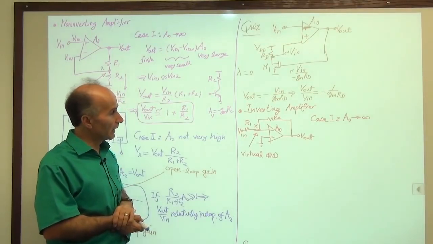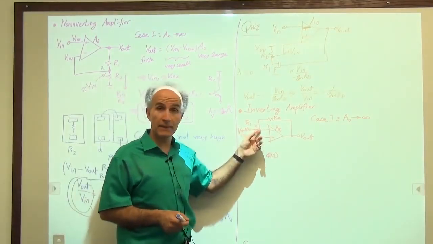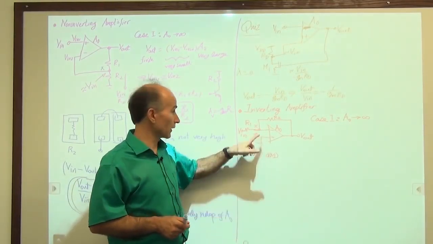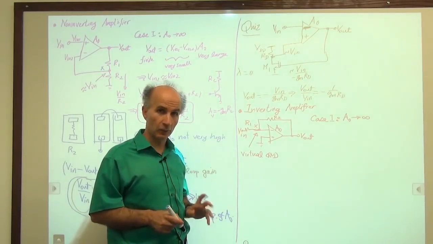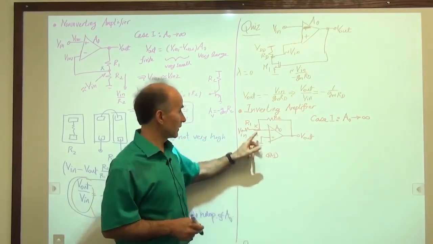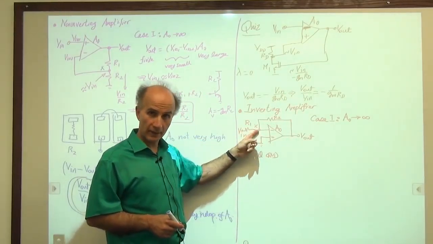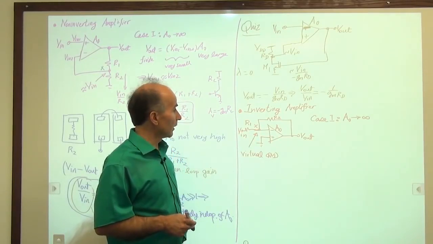Okay, so a common mistake is for people to think that a virtual ground is 0 and then try to ground this, connect this to ground, and that messes up everything. So don't do that. Remember that if A0 is 100,000, 1 million, etc., this difference becomes smaller and smaller. But this is not a ground point. It's a virtual ground point.